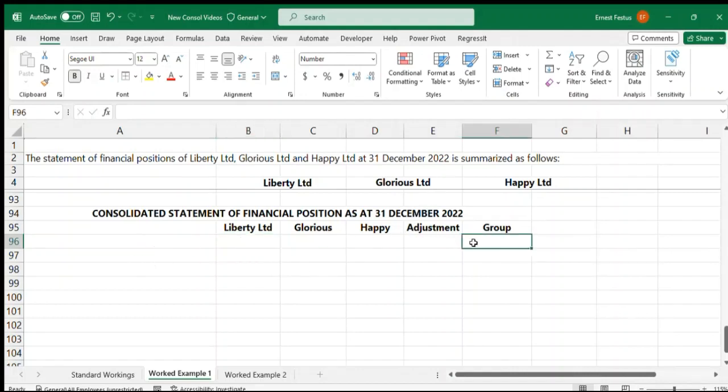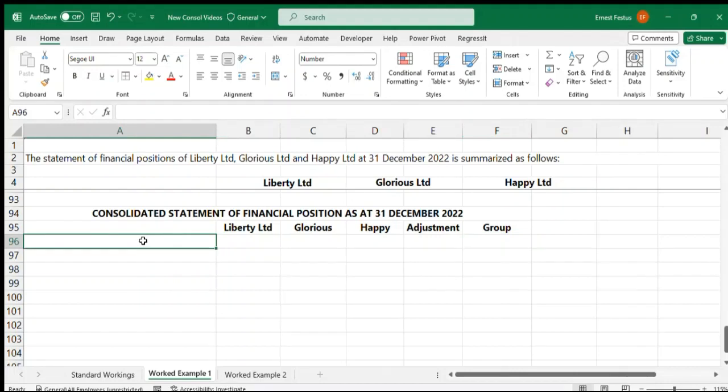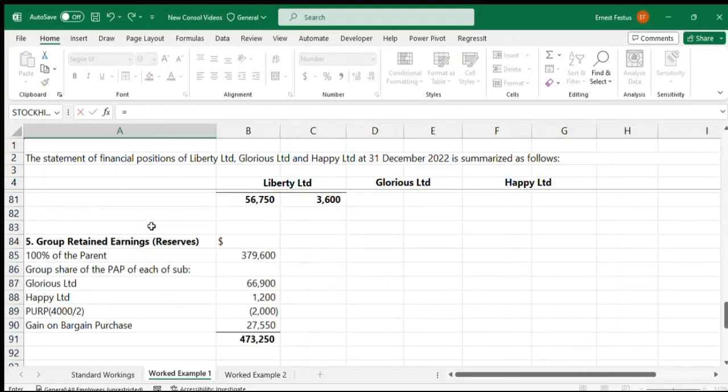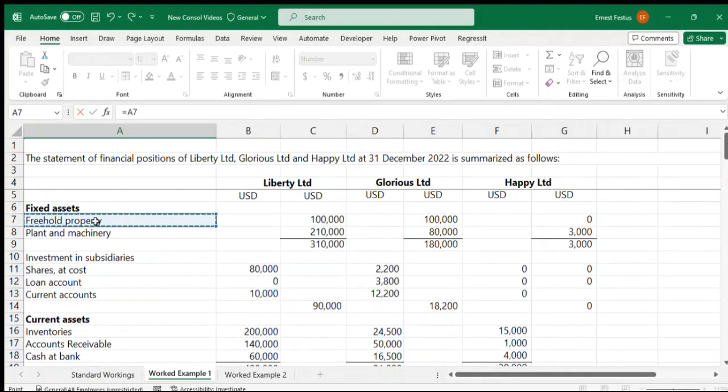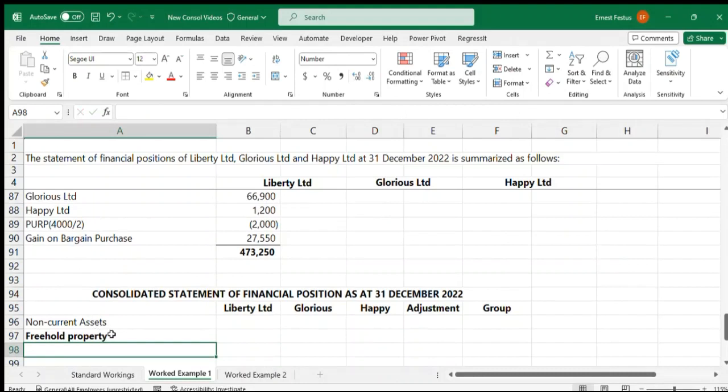Alright, so we have that, and the first thing we are going to have here is our non-current assets. I think there are two. We have freehold property, so let me go and link them from our statement of financial position. So I just come here. Okay, that's this there.